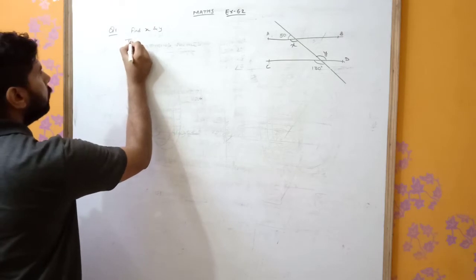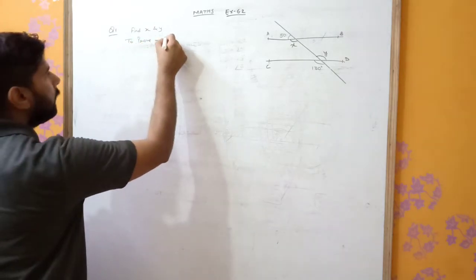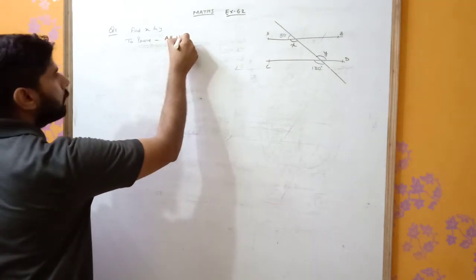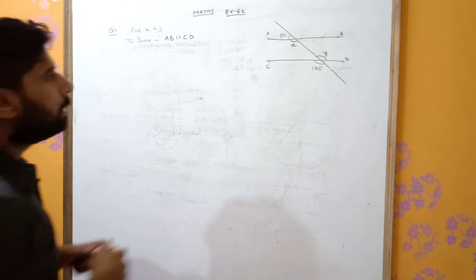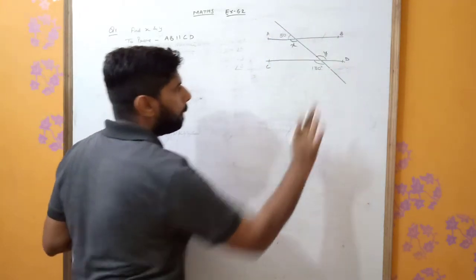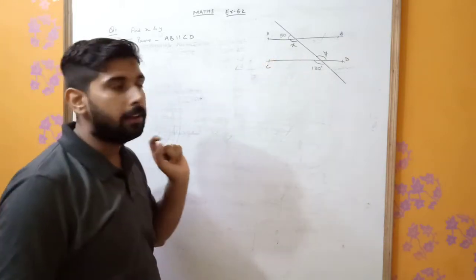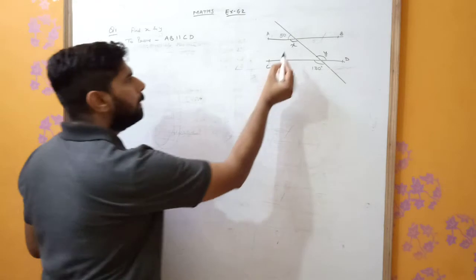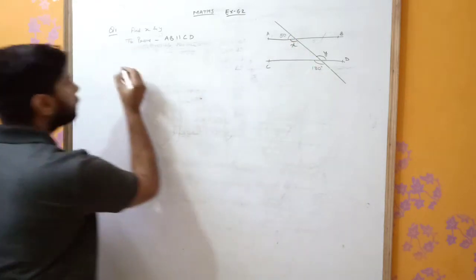Second part, to prove what we have to prove, that AB is parallel to CD. So under the parallel condition it is clear that if we have to prove AB parallel to CD, that means corresponding angles will be equal and alternate interior angles will be equal. So in this, 50 and X is a straight line.